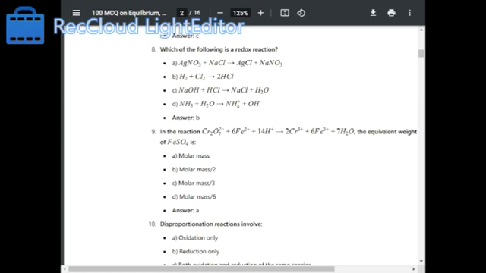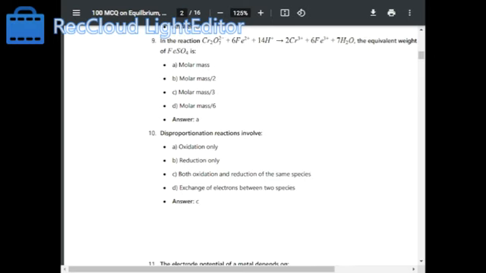Question number 10. The disproportionation reaction involves: option A, oxidation only; option B, reduction only; option C, both oxidation and reduction of the same species; D, exchange of electrons between the two species.